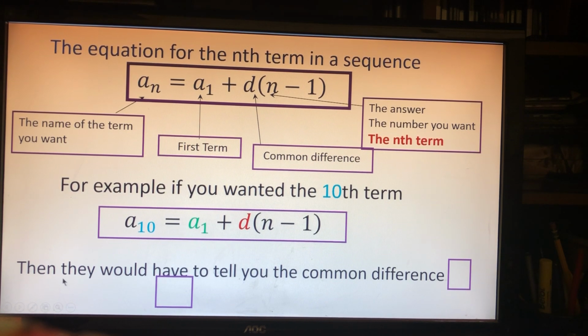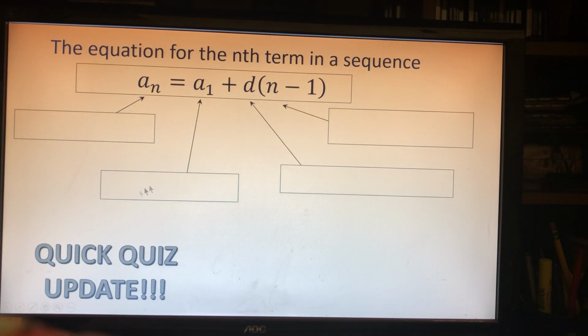And I would just figure it out. You can't do anything yet because we don't know what the common difference is. We just know it's d. They'd actually have to give you a number for that. And we need to know what the first term was, which they didn't actually tell us yet. But coming up is an example.